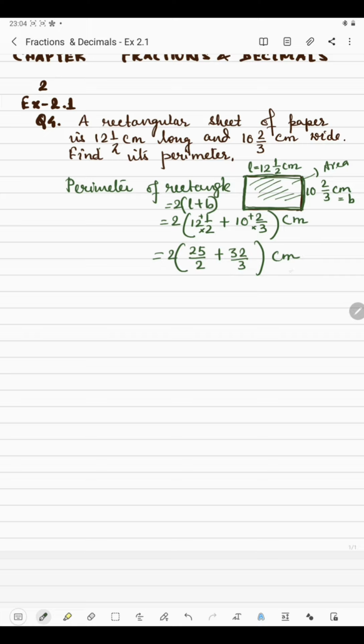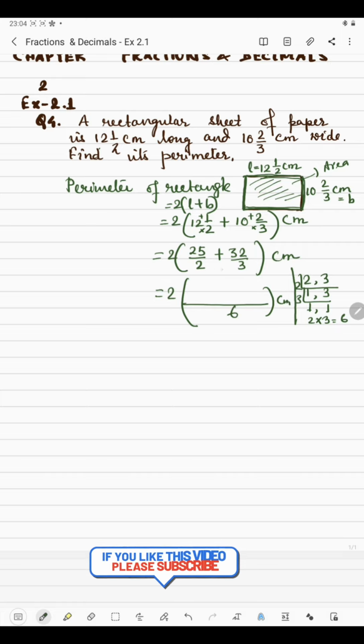Now here the LCM of 2 and 3. See, 2 ones are 2. 3 cannot be divided by 2. Then 3 ones are 3. So the LCM of 2 and 3 is 6. So we will write the LCM as 6. Now what should be multiplied by 2 to get 6? It's 3. So the same number will be multiplied by the numerator. So 25 3s are 75, plus.